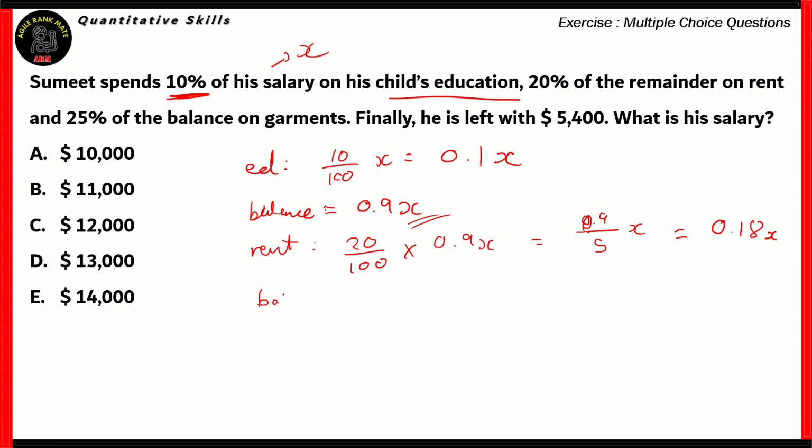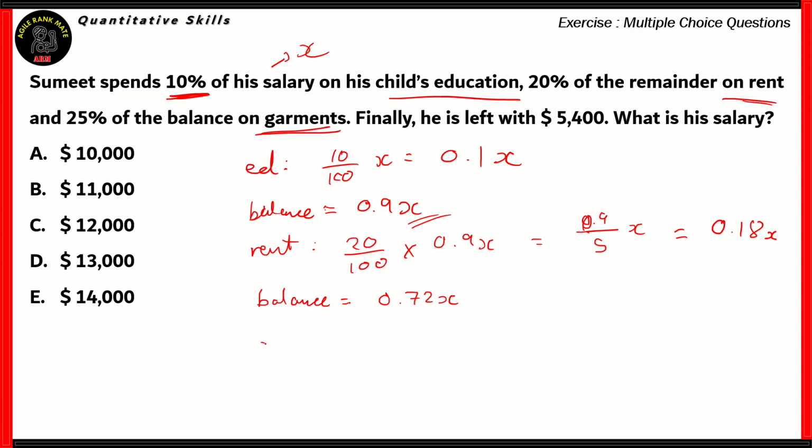So again, if we deduct that from the money that he has, the balance now would be 0.9 minus 0.18. 90 minus 18 gives you 72, so it'll be 0.72x. So he now has 72% of his balance with him. So now from 0.72x, he spends 25% of 0.72x on garments.